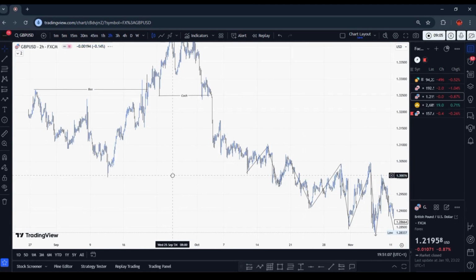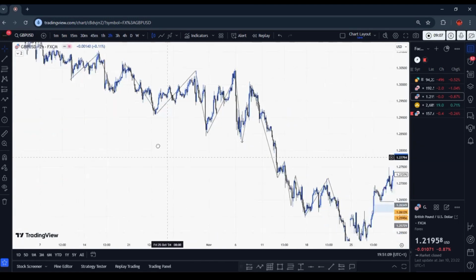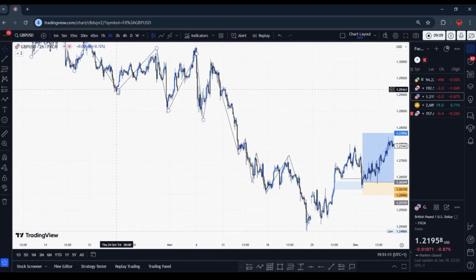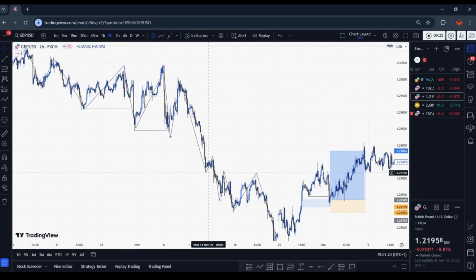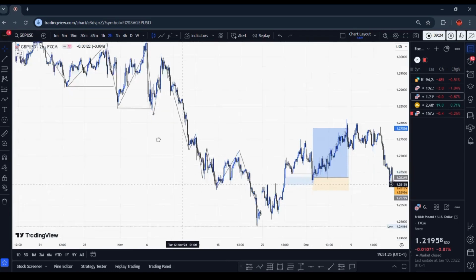You understand? So in terms of break of structure, change of character. Now as I'm marking this, you can see there are many breaks of structure here. There's another one here, a break of structure. Actually, yeah, a break of structure here. There's another break of structure beneath.